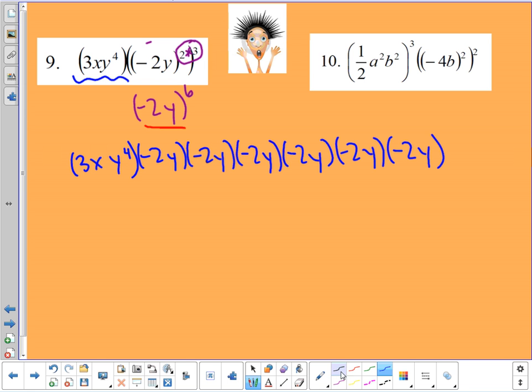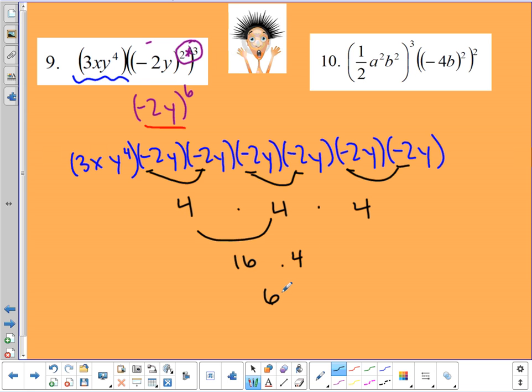Now I can go back and put them all together. So negative 2 times negative 2 times negative 2 times negative 2 times negative 2 times negative 2. This is going to give me a positive 4. That's going to give me a positive 4. That's going to give me a positive 4. Then 4 times 4 times 4, that's 16. I'm just doing the multiplication here. You can always type this into your calculator, of course. And then 16 times 4 gives me 64. Then I still have to take that times 3, and 3 times 64 is 192. Again, you can go through and type all of this into your calculator. Don't be afraid of that.